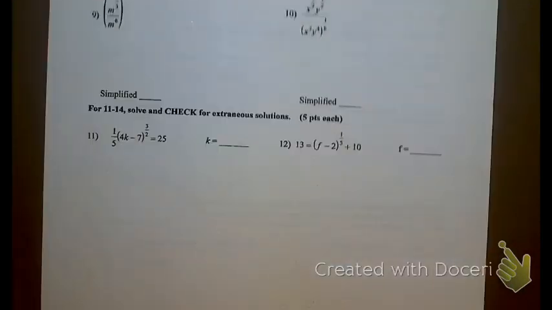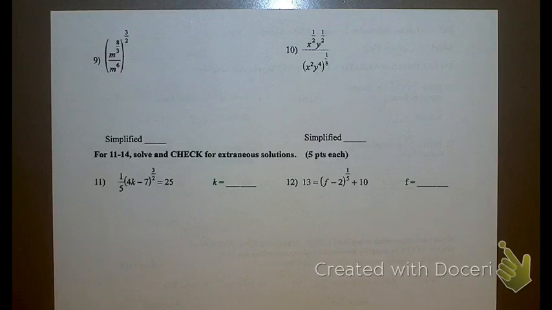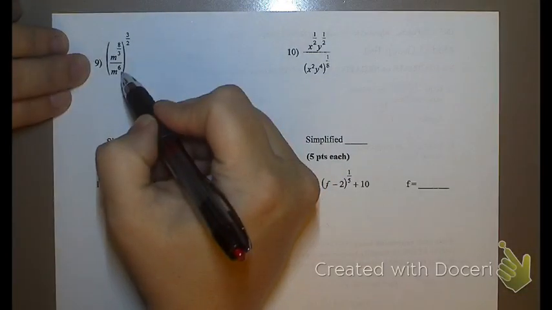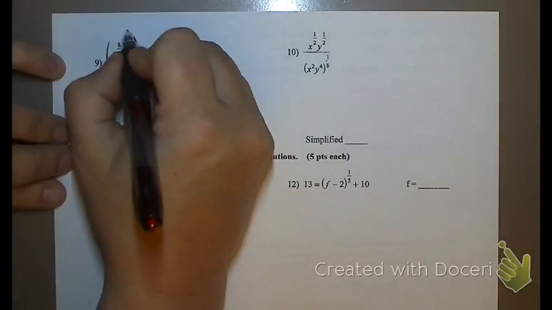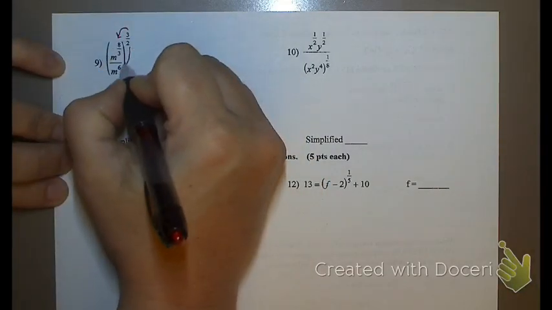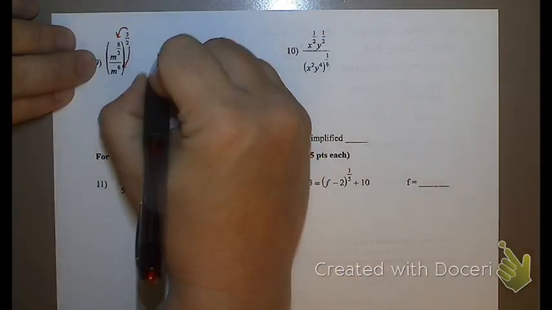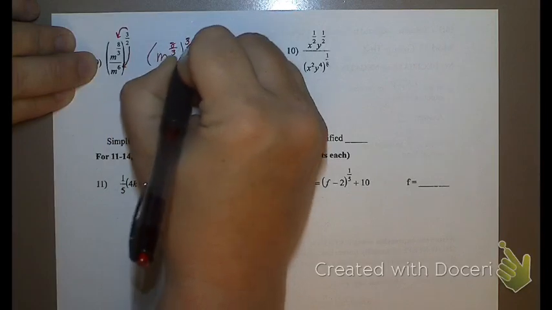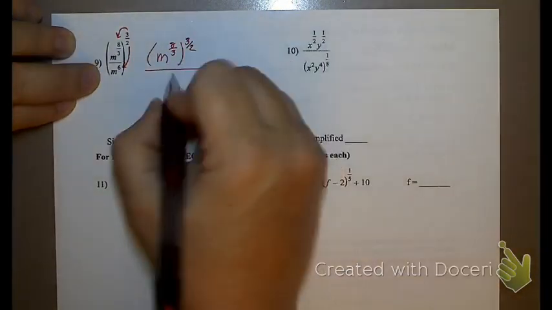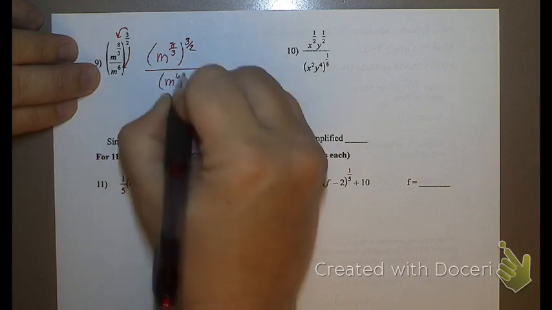All right, backside. Notice these two problems don't have a new set of instructions, so they're still following the previous set of instructions. But there's no place for you to write the rational exponent form. Do you see that? So I have a situation here where what has to happen? How do I deal with this exponent outside? It has to go to the top and to the bottom. So in other words, I have m to the 8/3 to the 3/2 on top. And on the bottom, I have m to the 6th to the 3/2.